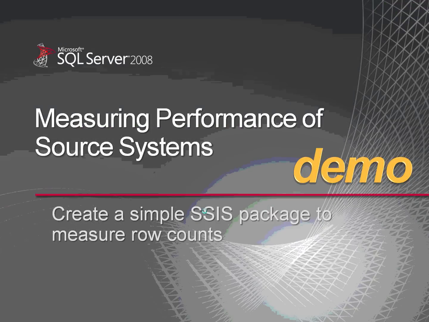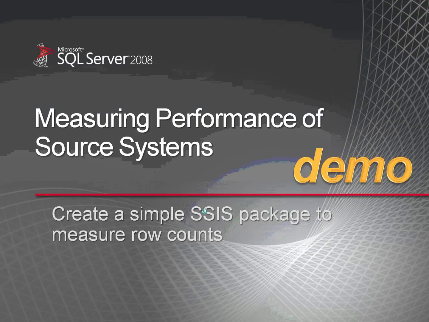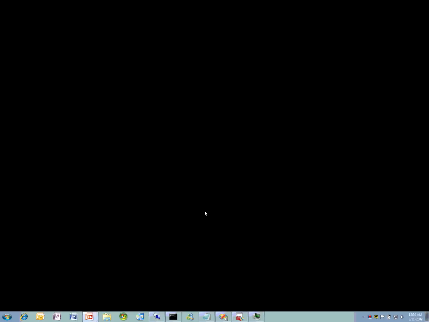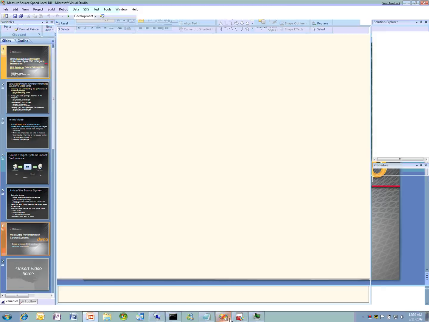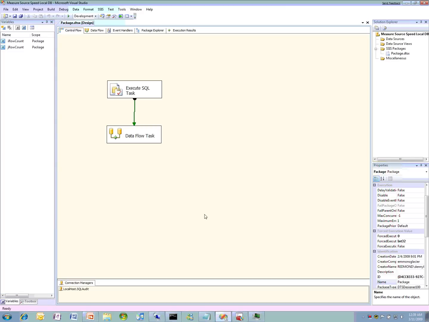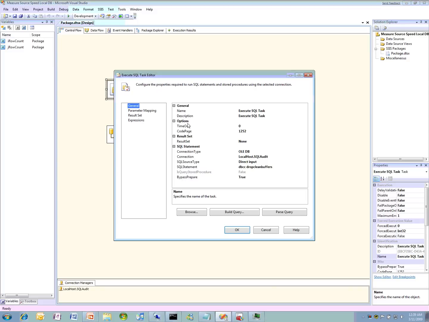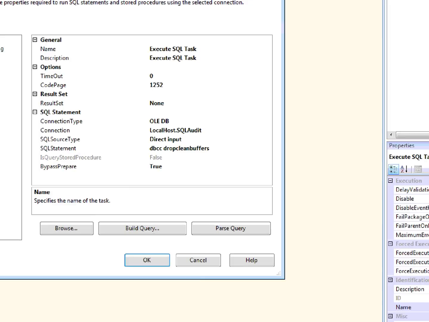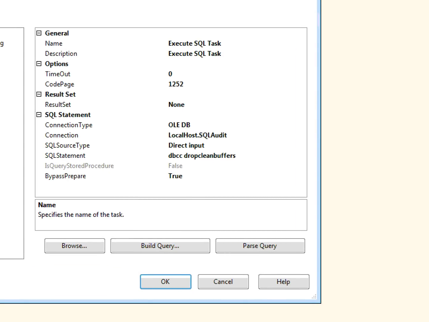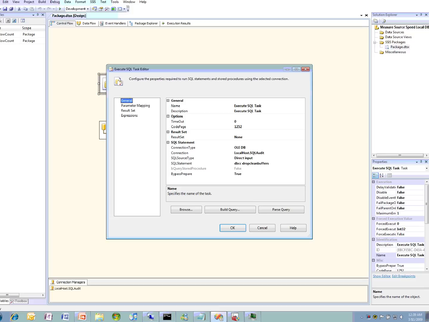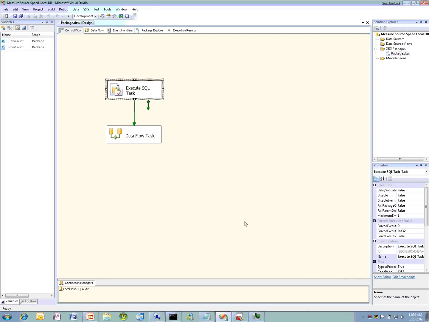systems. So we'll quickly measure the performance of our source systems by creating a simple SSIS package to measure row counts. And we'll actually compare two different source systems now. So looking at this SSIS package, it's a very simple package. The first thing we have is a simple execute SQL task. It's actually executing a DBCC drop clean buffers at the SQL Server, so that way it's a repeatable test.